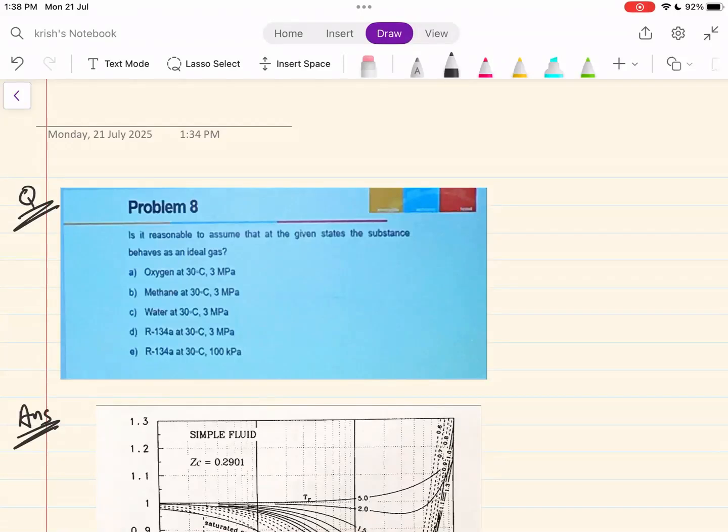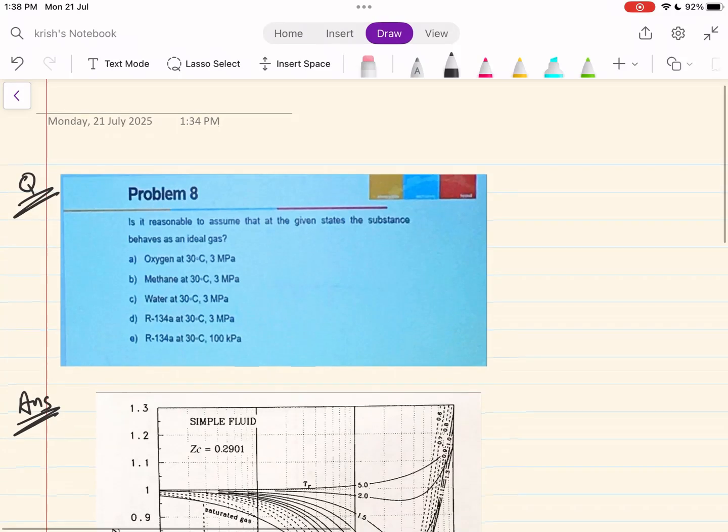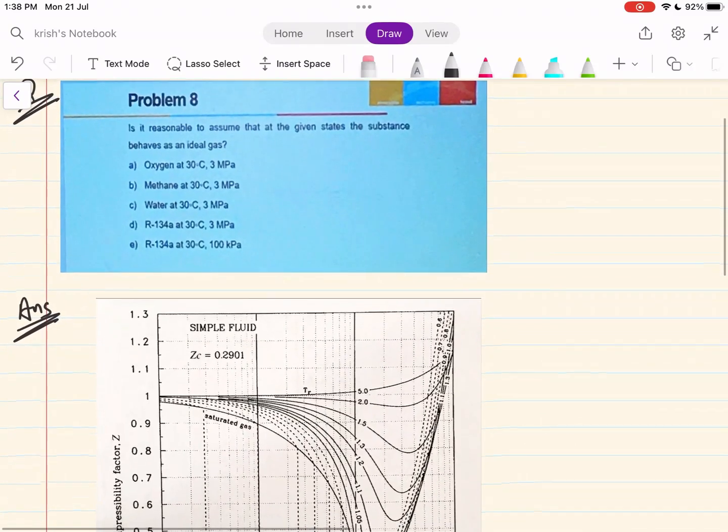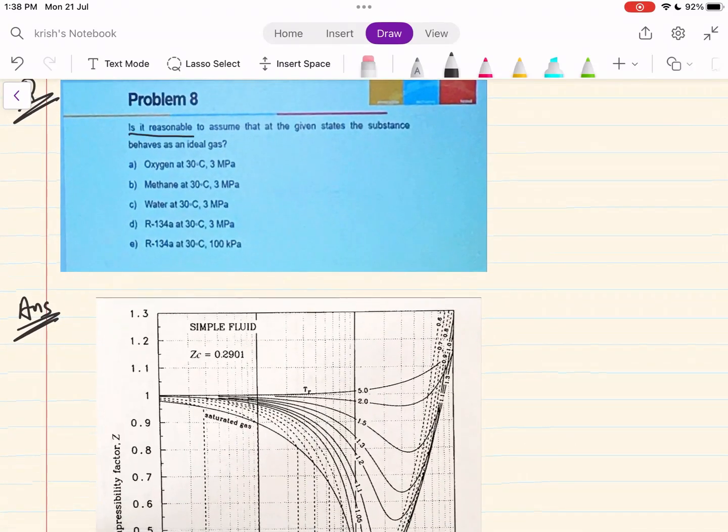Okay, so this is the second tutorial lecture, and this is right after the ideal gas lecture, right? So in this tutorial's first part, we're going to be looking at questions regarding ideal gas and equations of state only, right? So let's begin. Our question says, is it reasonable to assume that at given states, the substance behaves as an ideal gas?